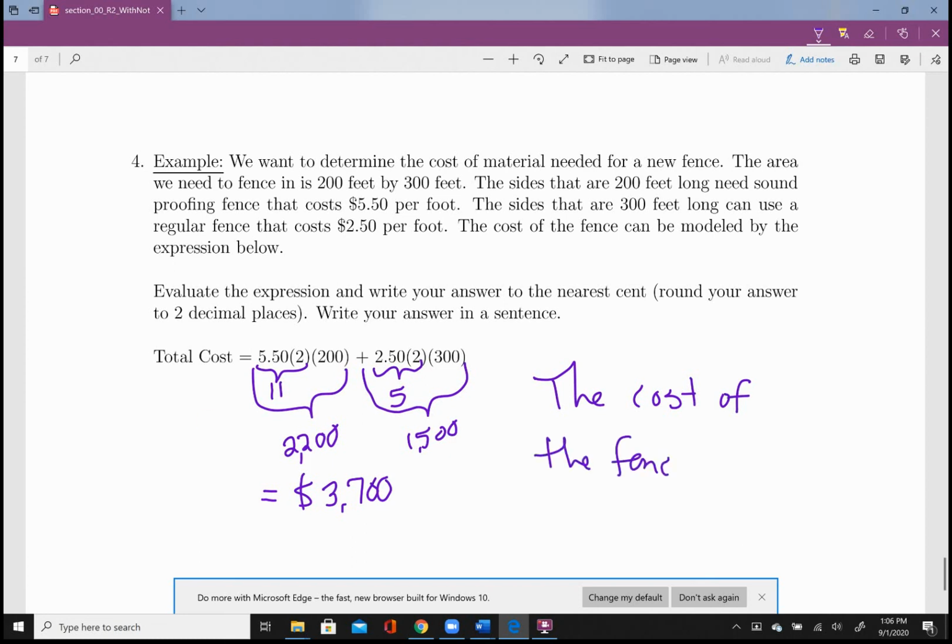So notice that each of these required a full English language sentence to wrap it up. Writing your answer in the form of a sentence is something we definitely want to get into the habit of. Cool, guys. That's it for today.